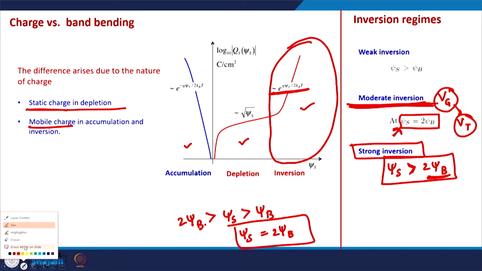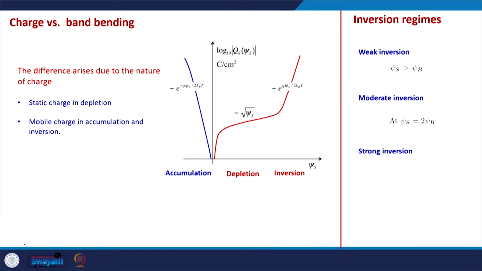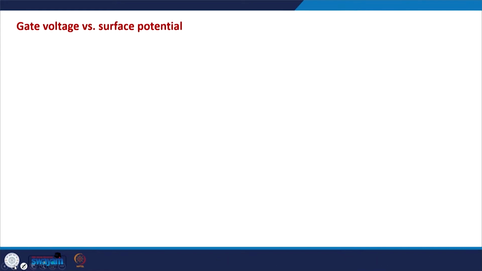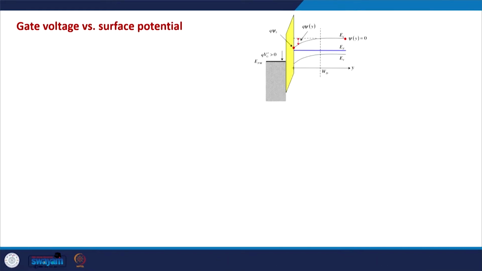So please try to understand these intricacies of the inversion regimes as well. We will not spend too much time here, because this is all part of the conventional electrostatics theory of MOSFETs. So now we understand the relationship between Qs and psi s. Now onwards we will try to see the relationship between psi s, the surface potential, and Vg, because Vg is the voltage that is in our hands.